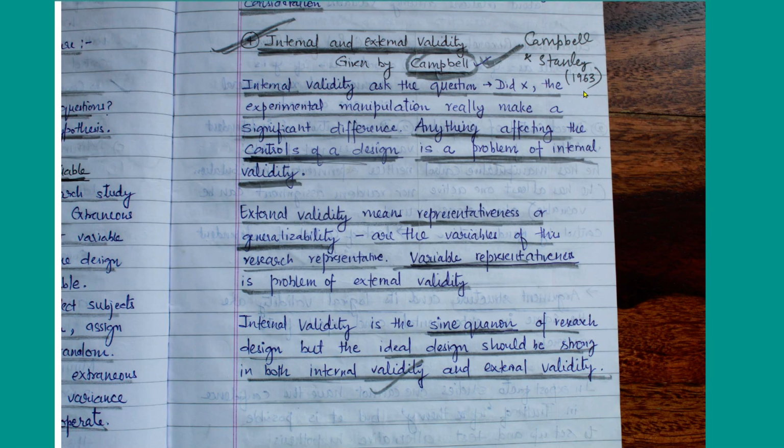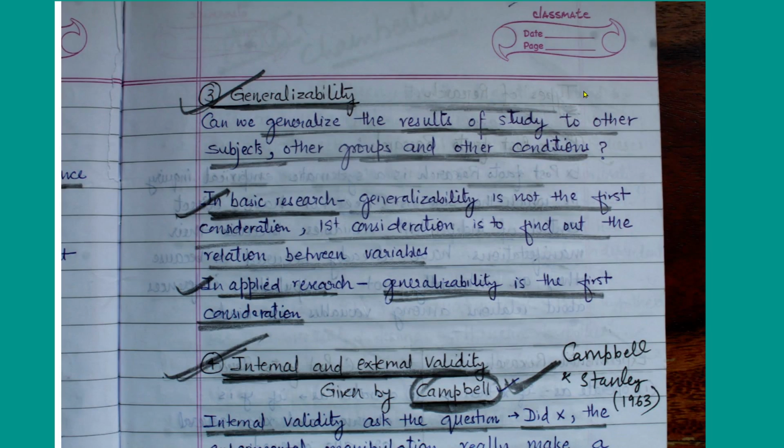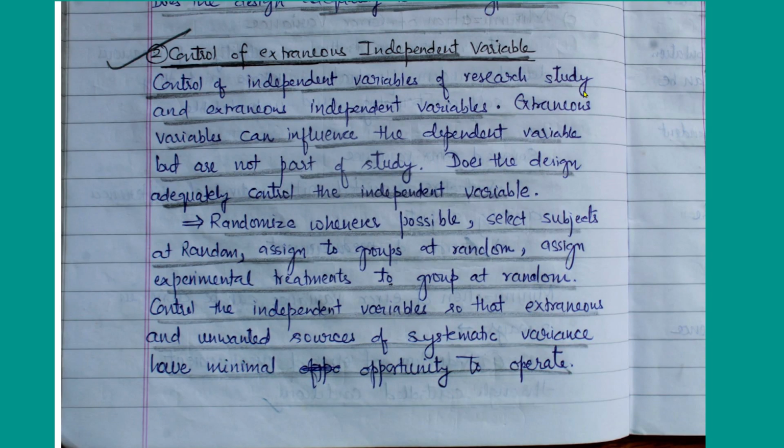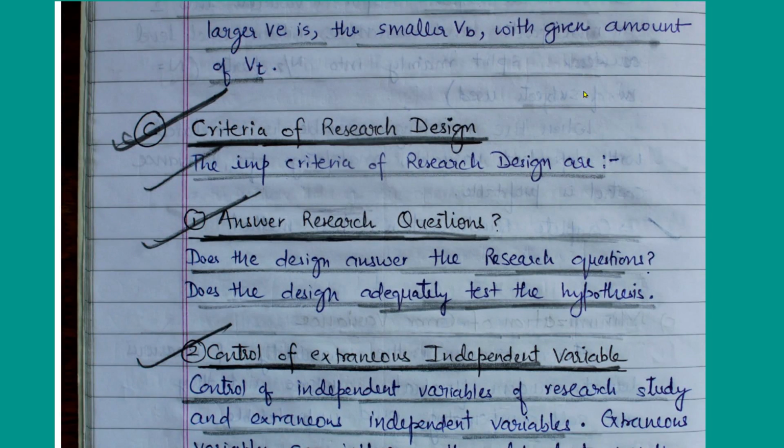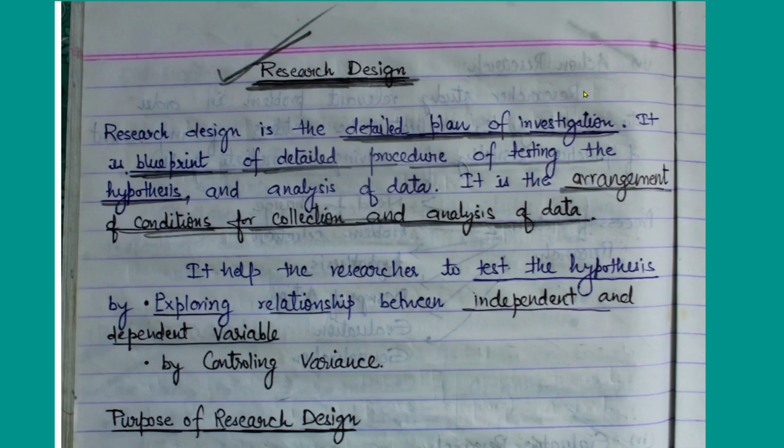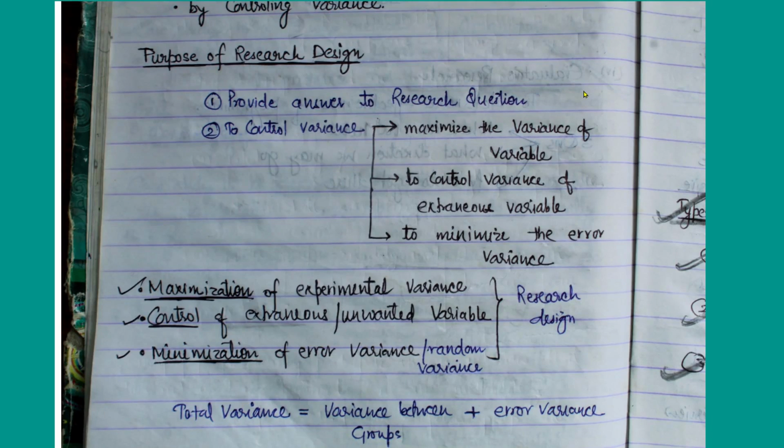So these four: internal validity, external validity or generalizability, control of extraneous independent variables, and whether your research design answered the research questions, are the criteria of research design. So whenever this question comes, these four points should come in your answer. Now the notes are coming from, I think, the G.L. Ray and Sagar Mandal book.